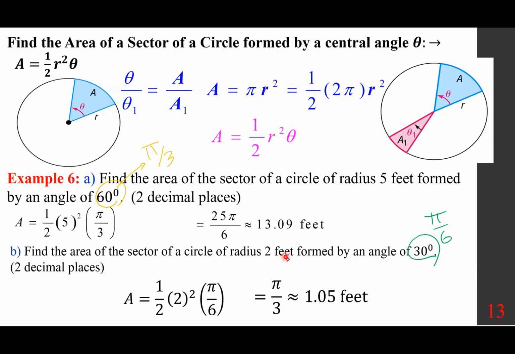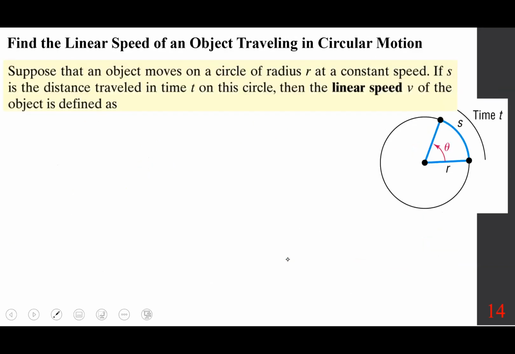So we know what's an arc length. We know what's an area of a sector. And so let's look at a couple more things now. Find the linear speed of an object traveling in circular motion. The linear speed is the good old distance over time. So suppose that an object moves on a circle of radius r at a constant speed.